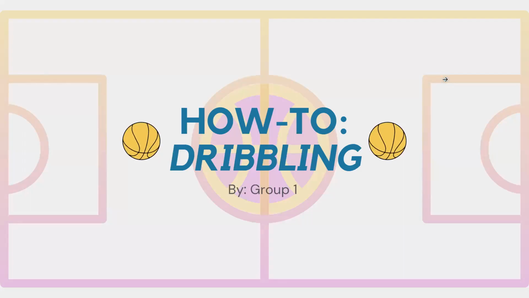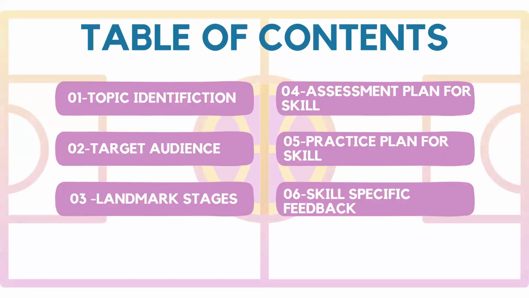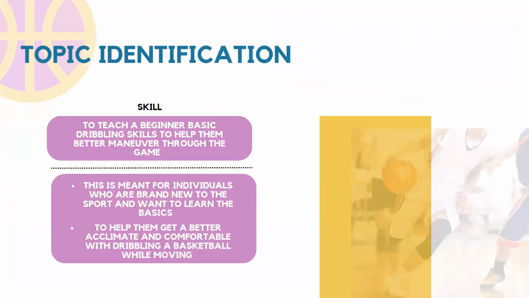Hello, this is Group One's motor learning presentation on how to dribble a basketball. So this is the table of contents. Just going to highlight everything we're going to be talking about over the course of this presentation, that being topic identification, target audience, landmark stages, assessment plan for the skill, practice plan for the skill, and of course, skill-specific feedback.